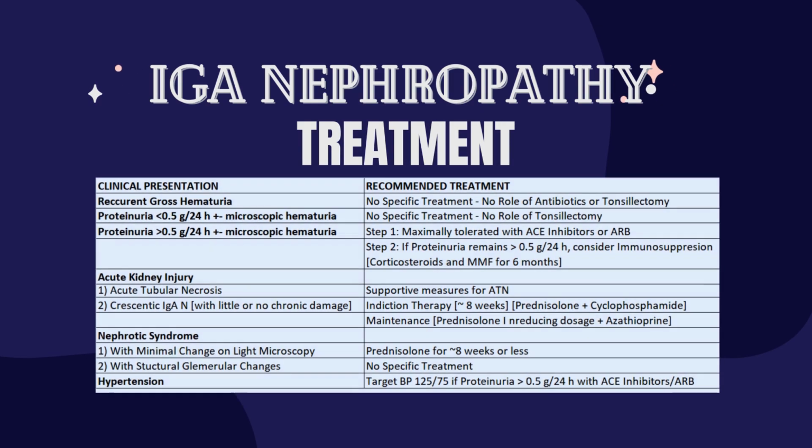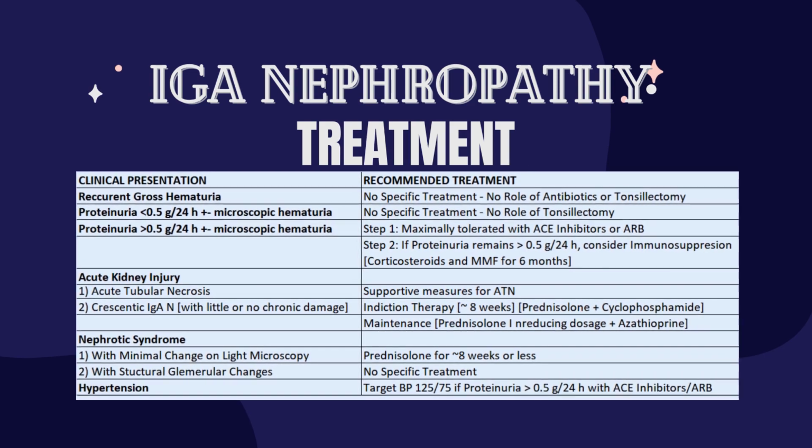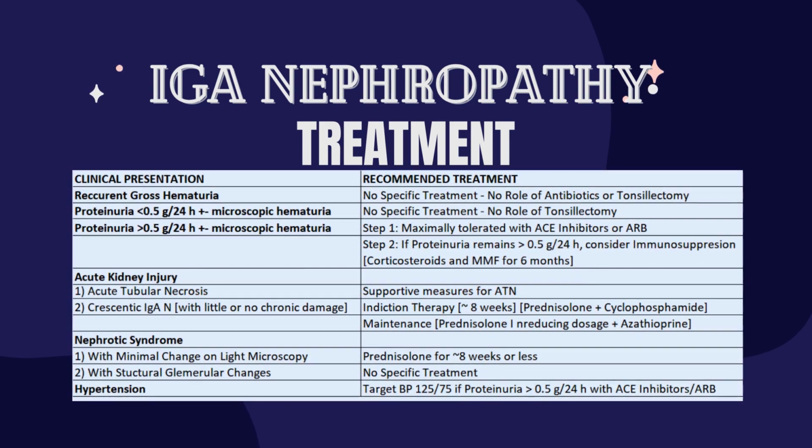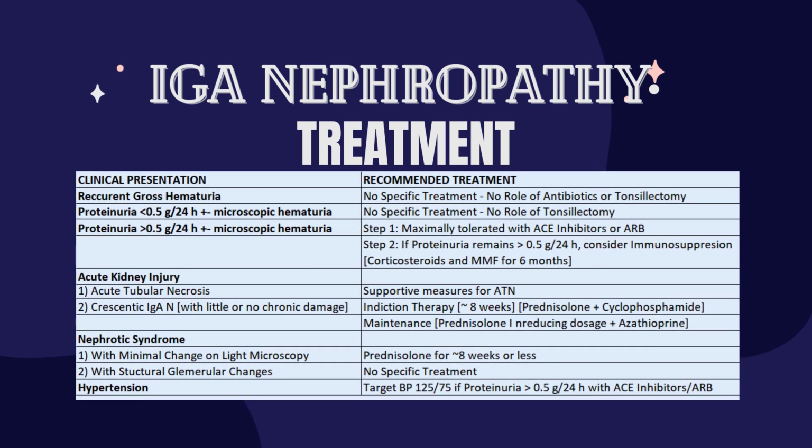Treatment of IgA nephropathy depends on the symptoms and level of renal involvement. For recurrent gross hematuria, no specific treatment is advised, but only supportive measures are taken. If the patient has proteinuria but it is less than 0.5 grams in 24 hours with or without microscopic hematuria, no specific treatment is advised. There is no role of tonsillectomy.